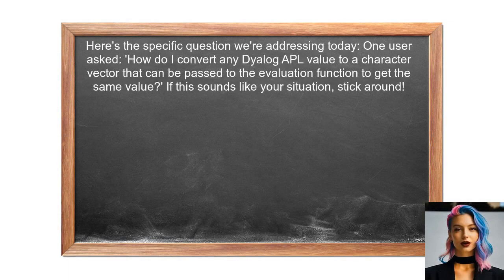Here's the specific question we're addressing today. One user asked, how do I convert any Dyalog APL value to a character vector that can be passed to the evaluation function to get the same value? If this sounds like your situation, stick around as we explore the solution together.